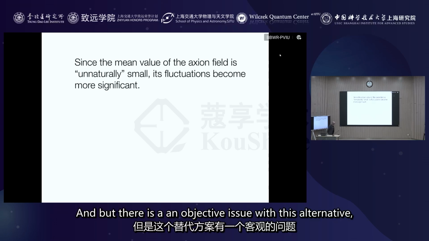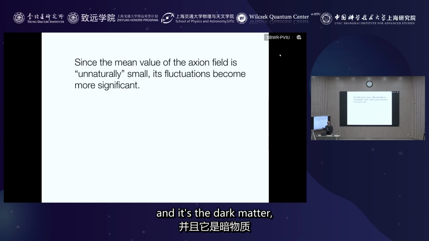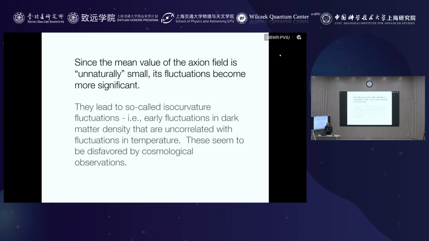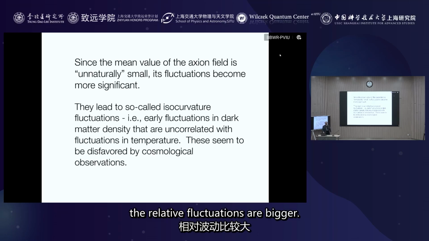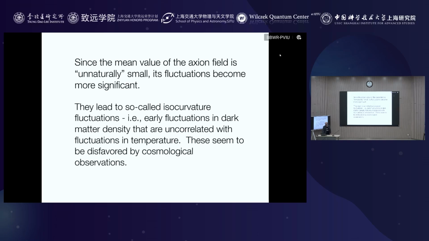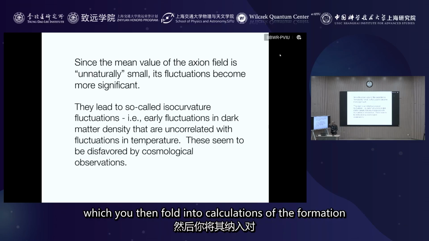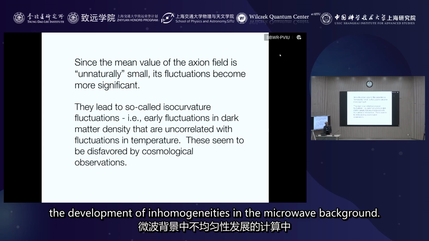and your means of looking can also bias the observations. But there is an objective issue with this alternative, which is that if you make the mean value of the axion field unnaturally small, and it's the dark matter, then fluctuations in its value translate directly into fluctuations in the density of dark matter. And because the denominator is chosen to be small, the relative fluctuations are bigger. This gives a particular pattern of early universe fluctuations, which you then fold into calculations of the formation of galaxies and the development of inhomogeneities in the microwave background.